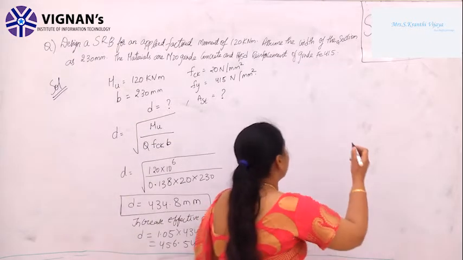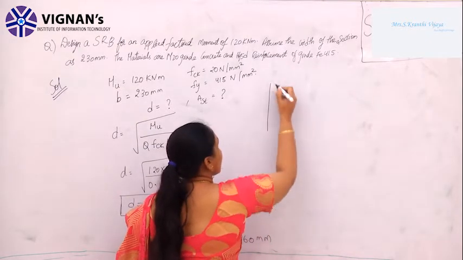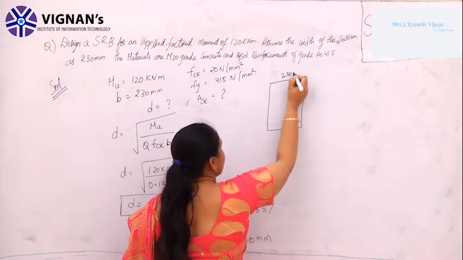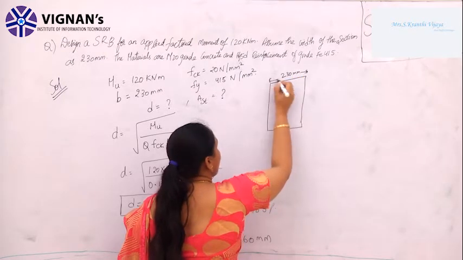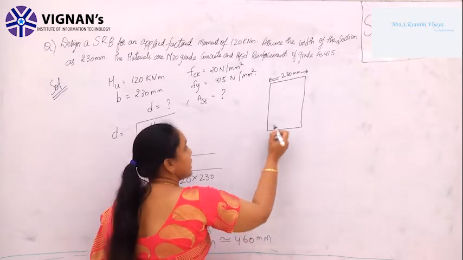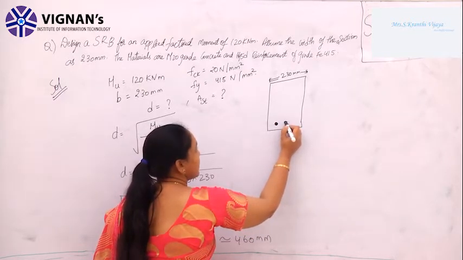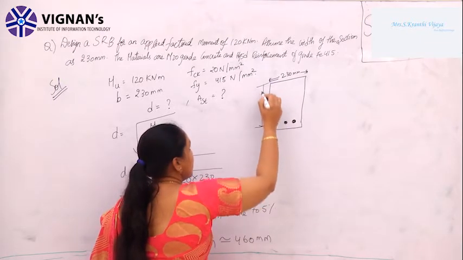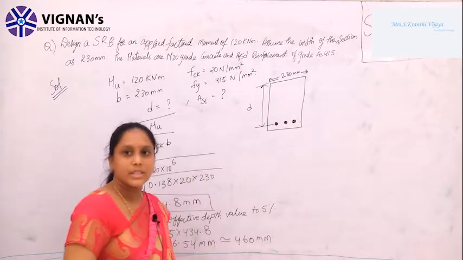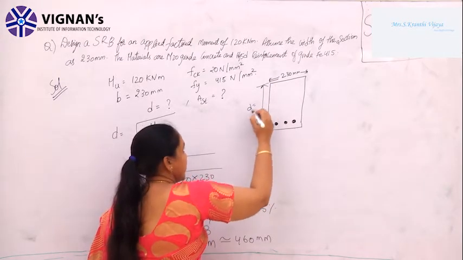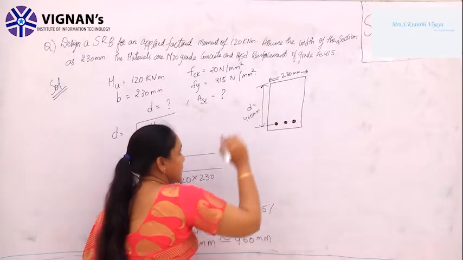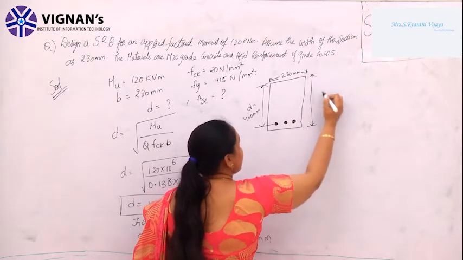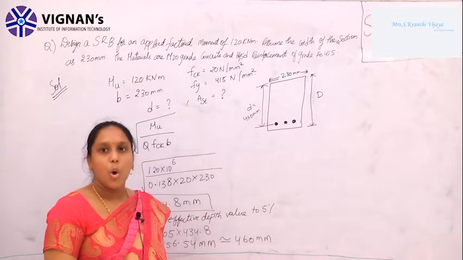Now let us draw the section here. The given data is the breadth, which is 230 mm. Suppose here the reinforcement is there. The depth from the center of the reinforcement to the topmost compression fiber is called the effective depth, which we have discussed previously, and we got this value as 460 mm. Now what is this depth? This depth is the capital D, the overall depth.